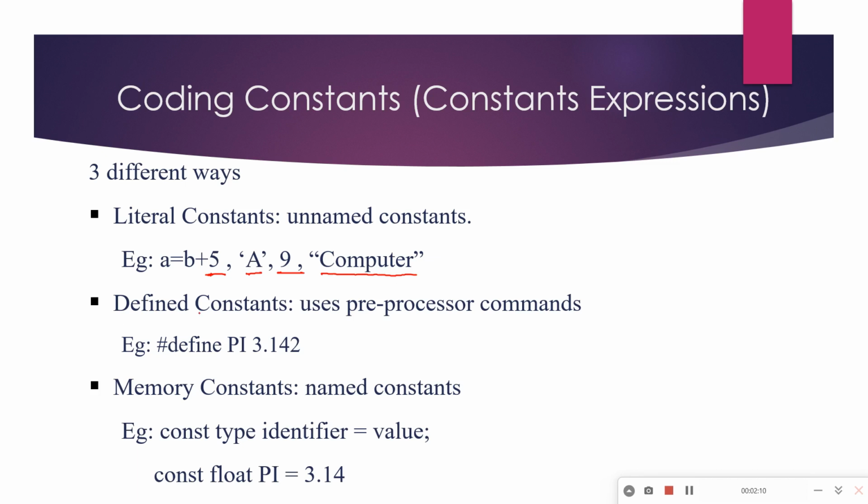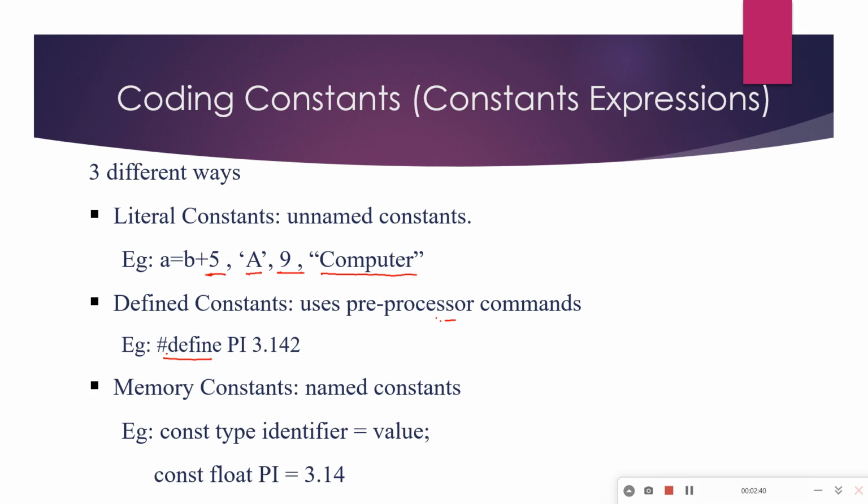Then we have defined constants, or symbolic constants. That is another name, symbolic constants. Generally it uses preprocessor commands. I've explained the preprocessor in the previous videos, right? So this uses preprocessor commands. For example, we have taken define. Generally, it is placed at the beginning of the program itself.